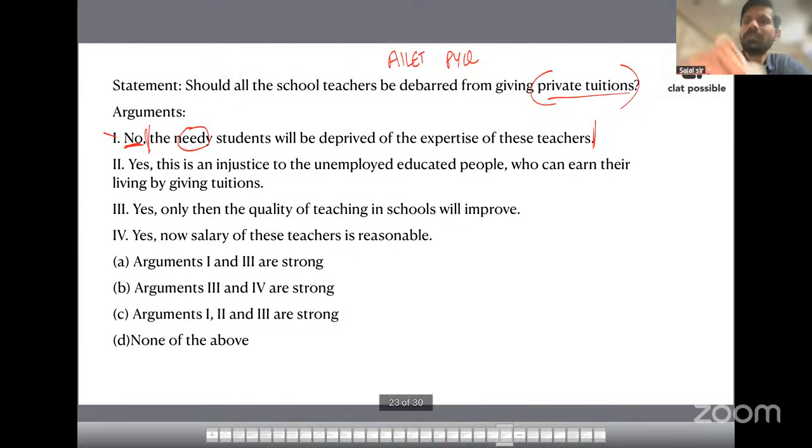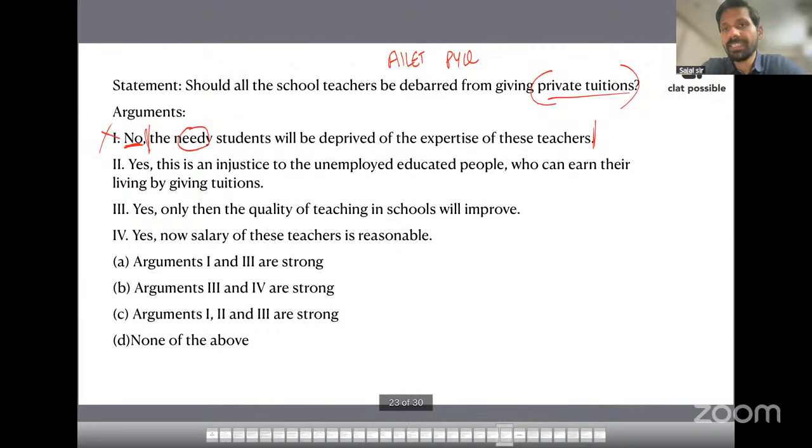So one does not give us a good reason as to why school teachers should not be debarred, because we are looking for something like a reason that it would be morally ethically incorrect for a school teacher to give private tuitions, right? Because of the rules being followed in the school. I'm not saying it is always morally ethically incorrect. Maybe some schools allow it, right? But then we need some reason to that effect. And one is therefore not a strong argument for us.